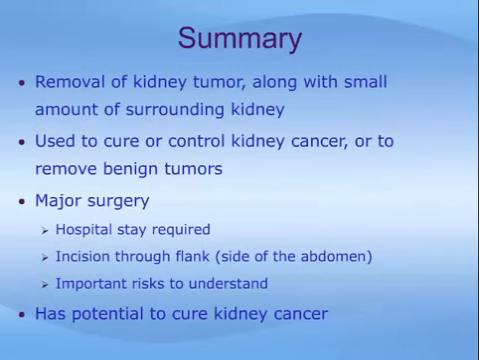In summary, partial nephrectomy involves the removal of a kidney tumor and part of the surrounding kidney. It is performed with the goal of curing, or at least controlling kidney cancer, or to remove non-cancerous lesions of the kidney. It is considered major surgery, and as such, a hospital stay is required. It is performed through an incision in the side of the abdomen.